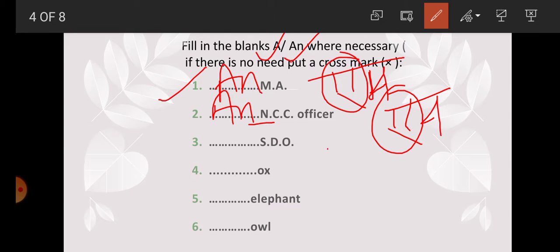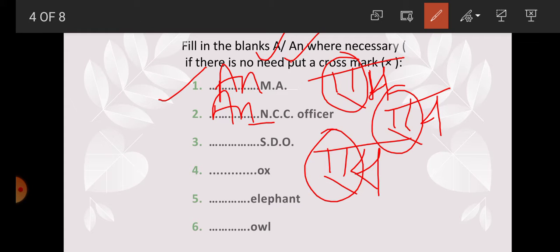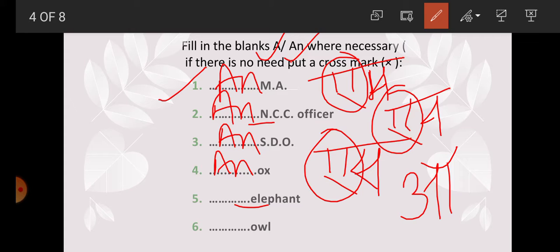SDO. Again, students, how do we write S? Like this. So what is the sound here? A. So A is what? Vowel sound. So write an. Now number 4, dash ox. Ox. O. What is the sound here? O. So O is what? Vowel sound. So write an. Next, dash elephant. Elephant. A. What is the sound here? Vowel sound. Write an. Dash owl. Owl. A. What is the sound here? A. Vowel sound. So write an.